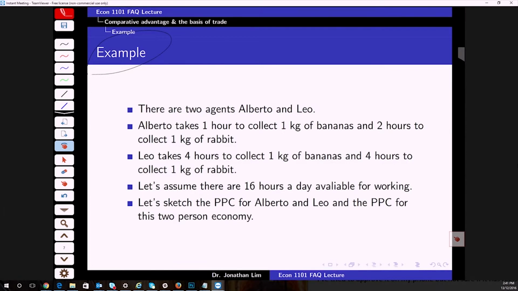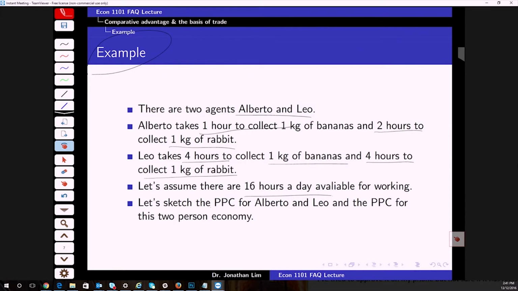So we had Alberto and Leo, so there's a two-person economy. It takes 1 hour for Alberto to collect 1 kilo of bananas. It takes him 2 hours to collect 1 kilo of rabbits, and we have Leo who takes 4 hours to collect a kilo of bananas and 4 hours to collect a kilo of rabbit. And let's assume that there are 16 hours in a day. So how do we actually do all of this?